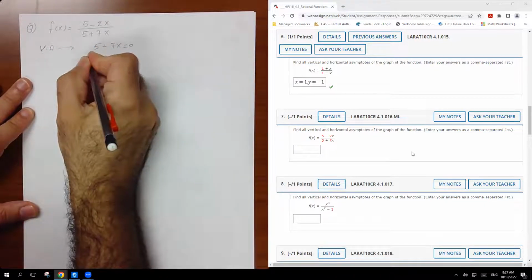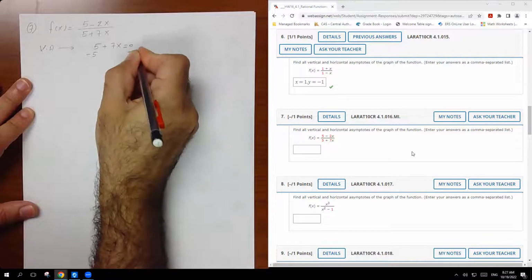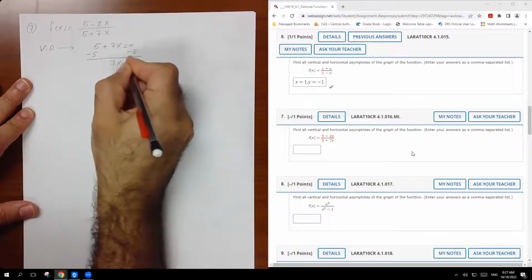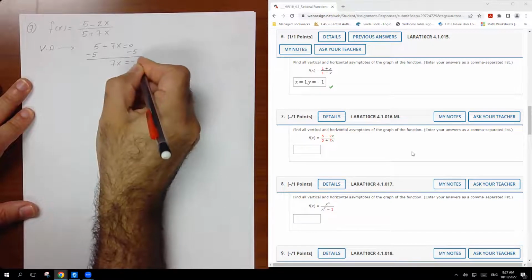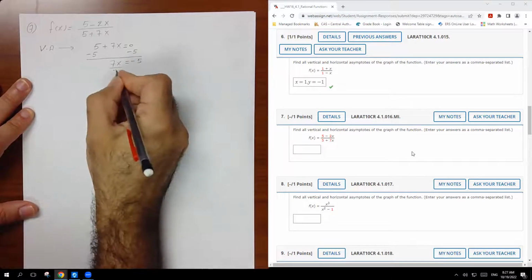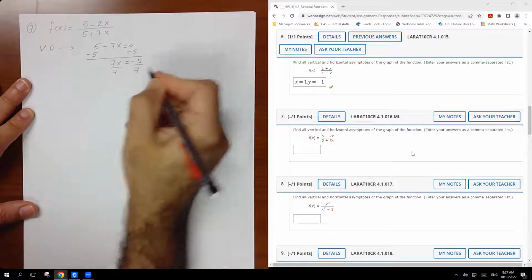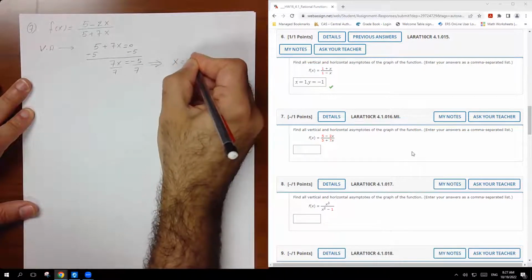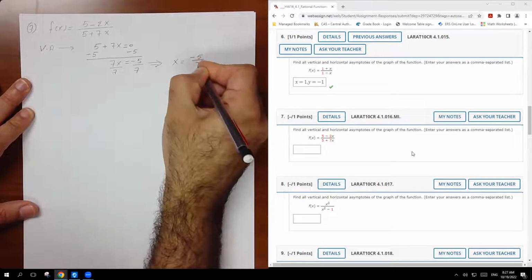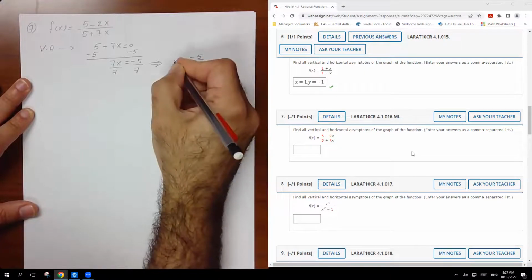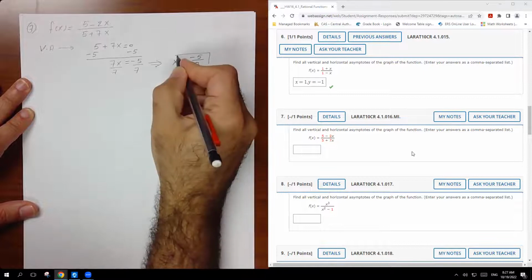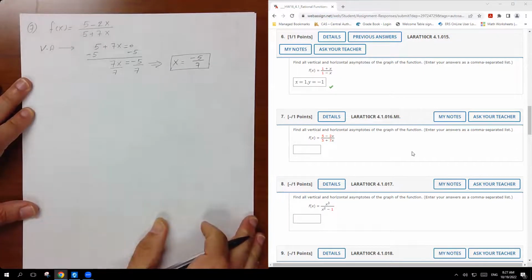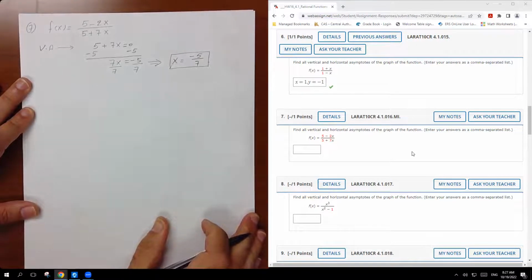So we're going to subtract 5 from both sides. So it's going to be 7x equals -5. Then we're going to divide both sides by 7. That means x is going to be equal to -5 over 7. So this is the vertical asymptote.